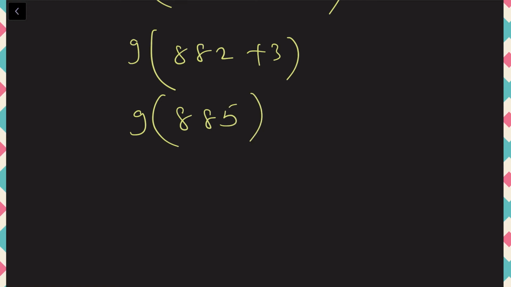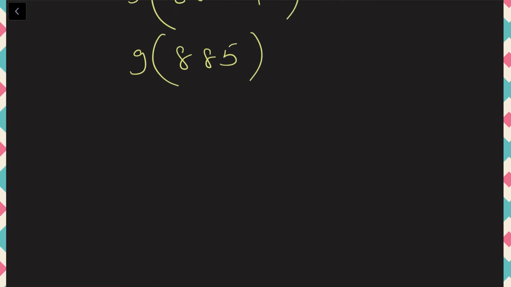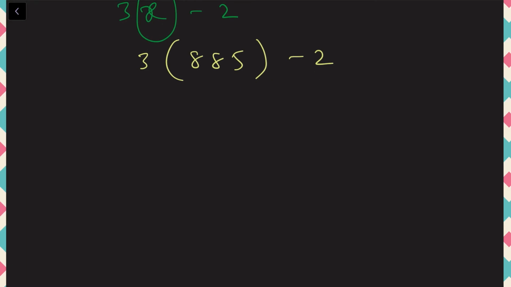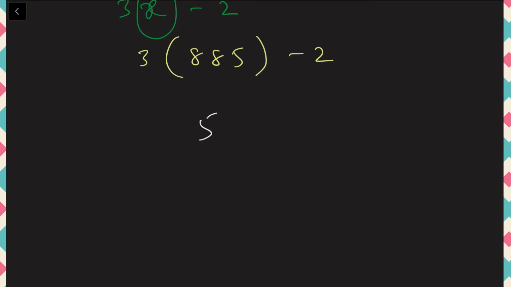We need to find the value of g of 885. Whereas g of x is given as 3x minus 2. So, 3x minus 2 is there. Then in the place of x, we need to substitute 885. So we will get 3 into 885 minus 2. What is the value of 3 into 885? 3 5s are 15, 5, 1 carry, 3 8s are 24, 5, 25, 2 carry, 3 8s are 24, 26, so 2655 minus 2 is nothing but 2653. So the value of g of f of f of 3 is nothing but 2653. Next, let us move to the bit number 4.